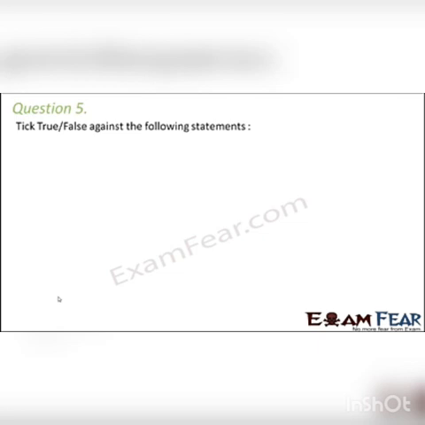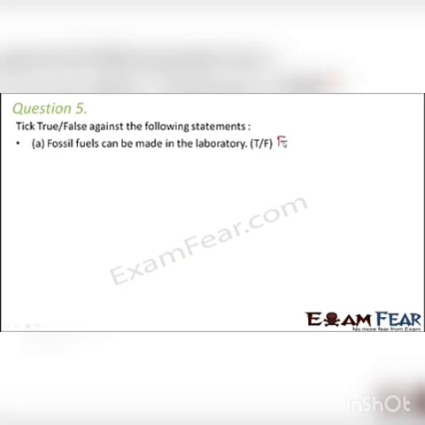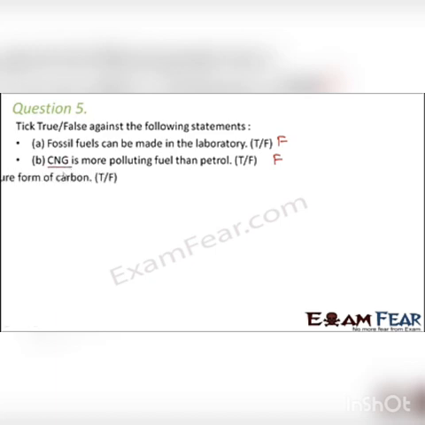Question number 5. Tick true or false against the following statements. Fossil fuels can be made in the laboratory. Absolutely false, because fossil fuels take millions and millions of years for their formation. So even if you try to create an ambience like that in the laboratory, you cannot manipulate the time. CNG is more polluting fuel than petrol. Well, not really. In fact, it is just the opposite. CNG is less polluting. Coke is almost pure form of carbon. Yes, absolutely. As I said, coke contains almost 60% of carbon. So obviously it is almost the pure form of carbon.